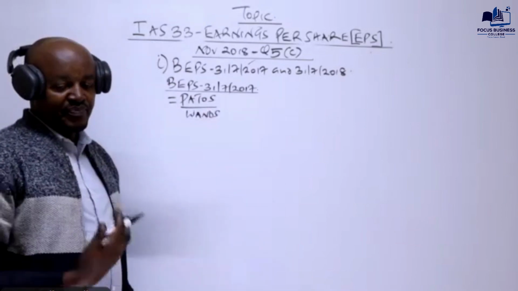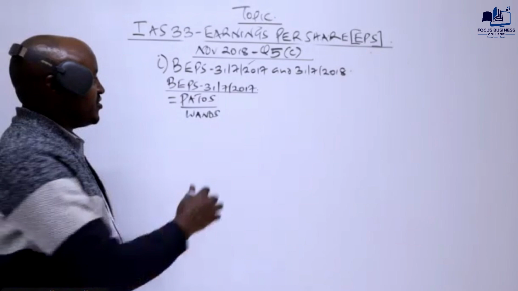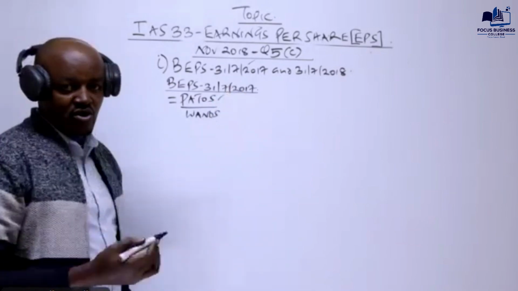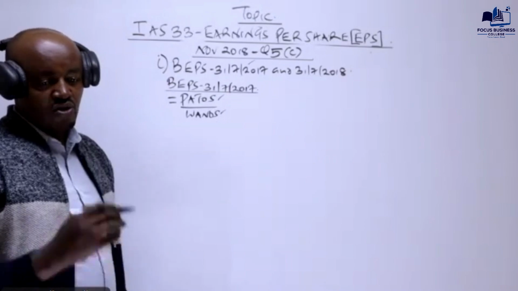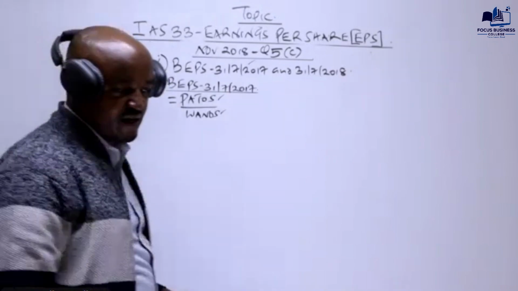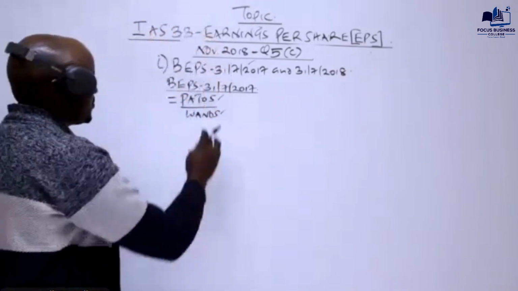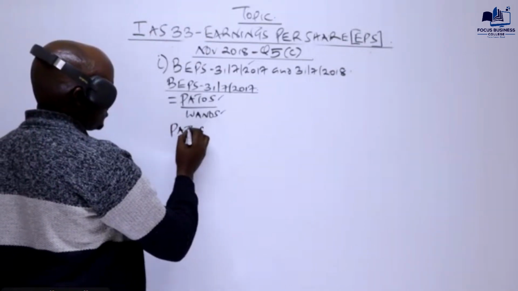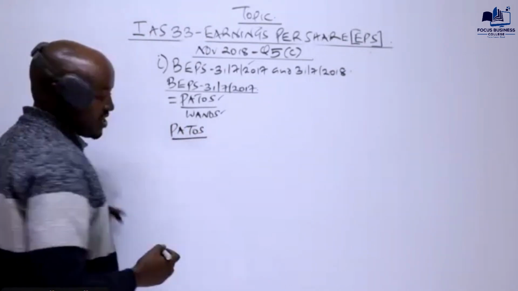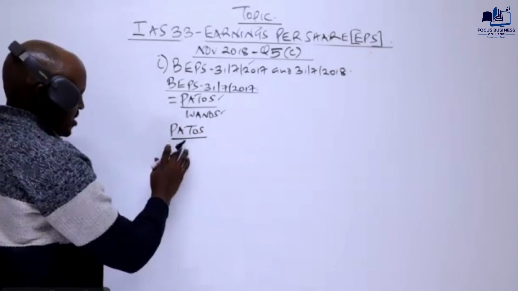So you can use that in short form, provided you can recall what PATOS is and how we compute that, and you can recall what the weighted average number of shares is and how we compute that. That formula will not give you any mark. It's purely to guide you. So I want us to start by computing the PATOS, the profits attributable to ordinary shareholders. Recall how we compute this.